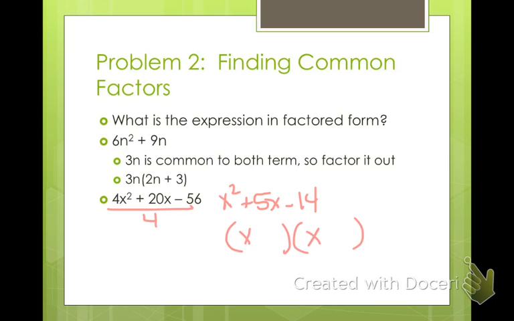Okay, signs are different. One's positive, one's negative. Multiples of 14 that add up to be 5. That's going to be positive 7 and negative 2.